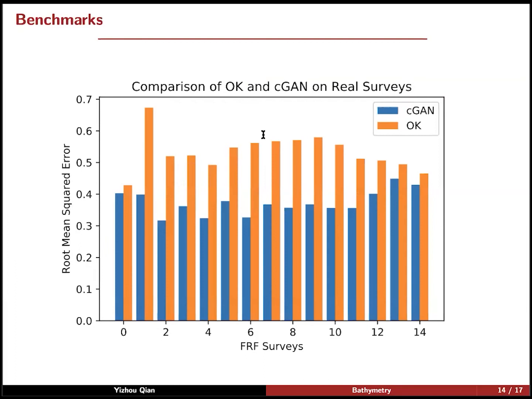So here is a comparison of the overall prediction on 15 surveys not included in the training data. As we can see here, cGAN also gives us a better overall prediction than Kriging in terms of root mean squared error.